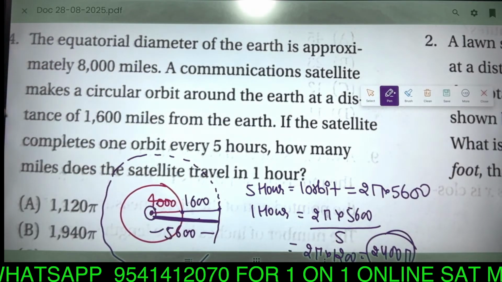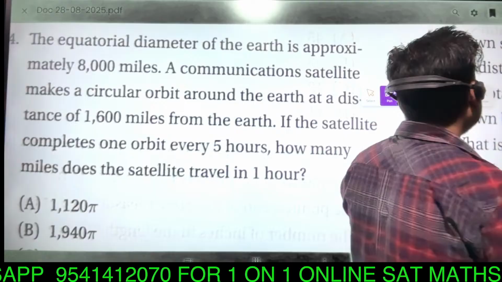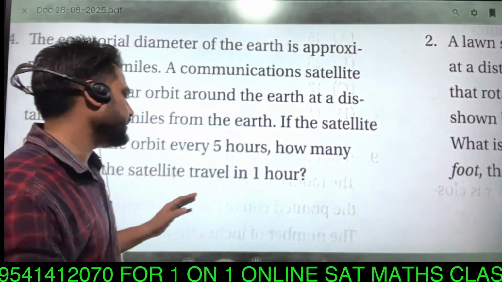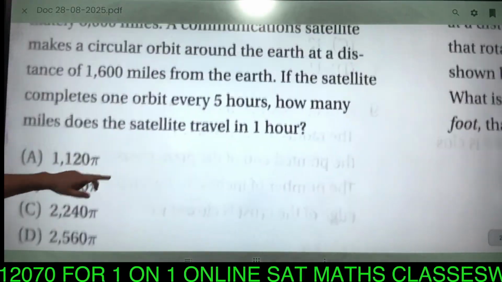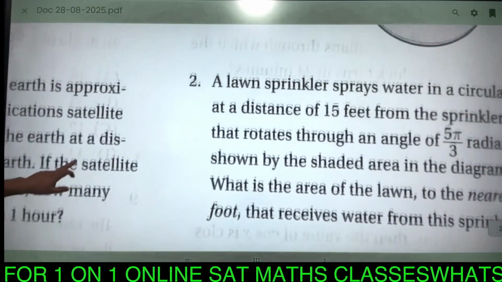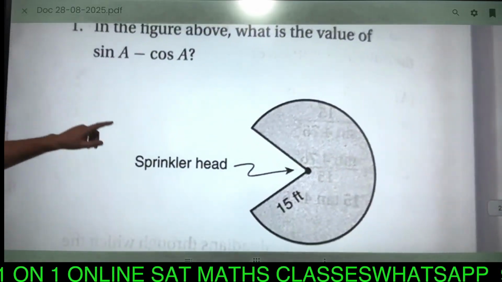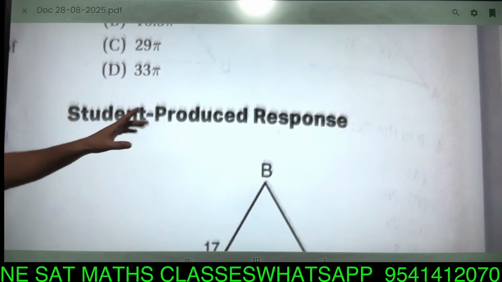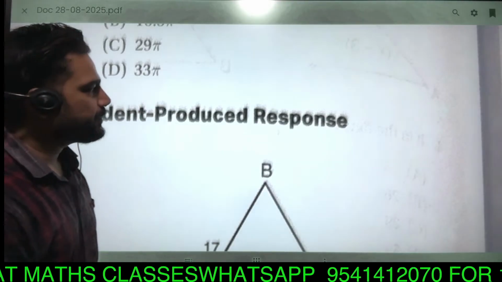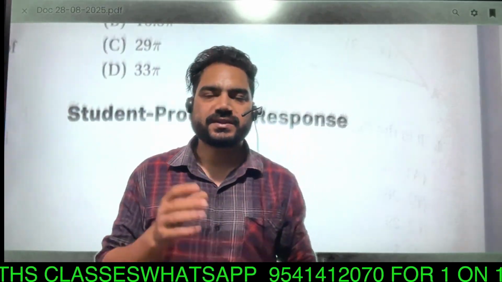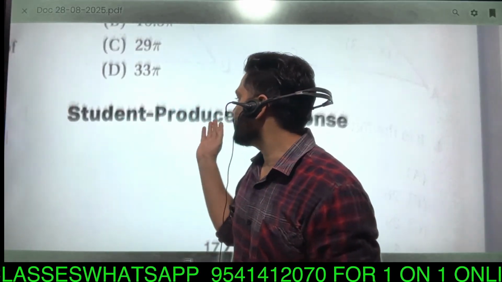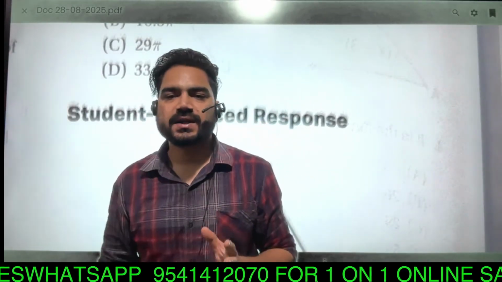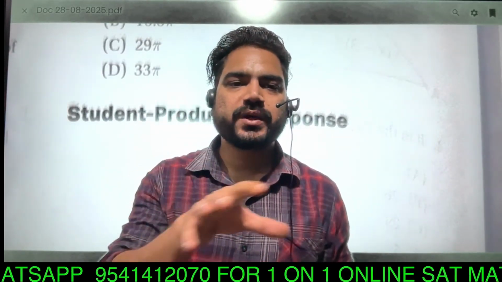Okay, easy. So moving on, the last question we have in this class is the 15th question. These types of questions we will do tomorrow, and these questions are different. These are student produced response. You know, in the SAT exam we have two types of questions: one is MCQ and another is student produced response. So tomorrow, in the trigonometry class, we will do student produced response.